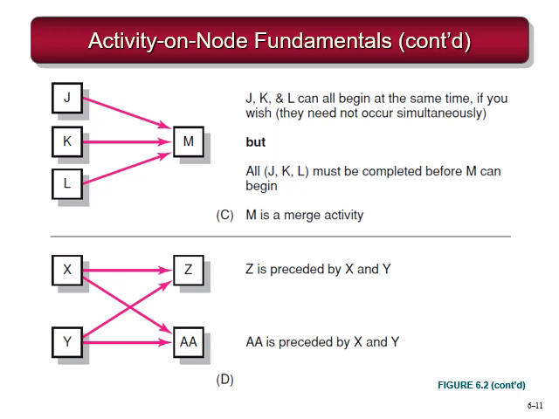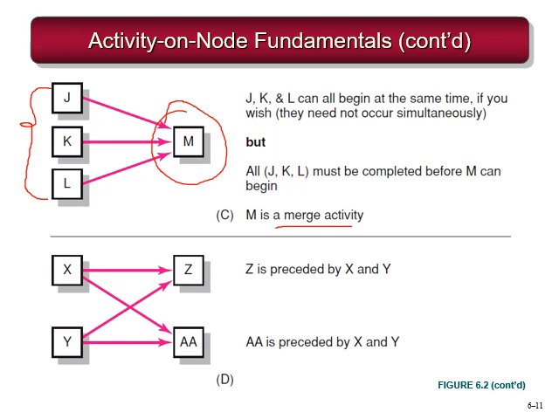J, K and L can all begin at the same time if you wish, but need not occur simultaneously. You can do them simultaneously or not, but you can. Okay, it can be done but not necessarily done. You can do J later on, that's fine, but the only thing you have to make sure is all three of these activities are completed before you start M. So M is the merge activity.